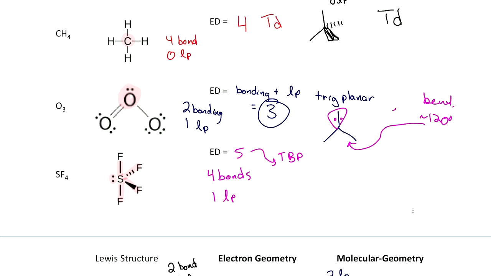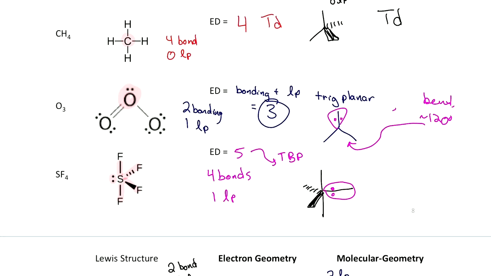So if I draw a trigonal bipyramid, it's going to look something like this. All right? Those are my 5 electron domains. Okay. How many lone pairs do I have to consider? 1. So I need to draw 1 lone pair. And for now, just believe me for a second, the lone pair is going to go right here. It's going to go right there. And I'll tell you why later.